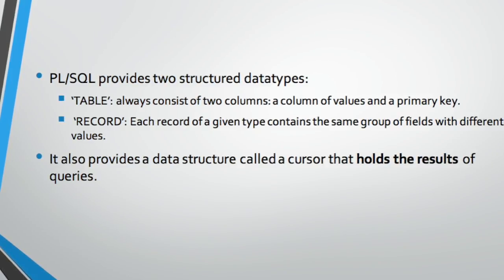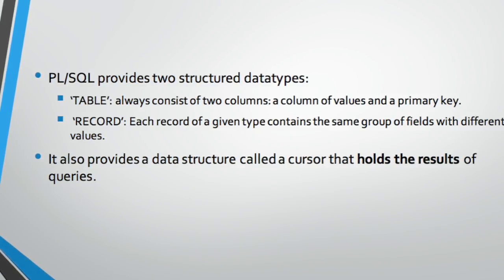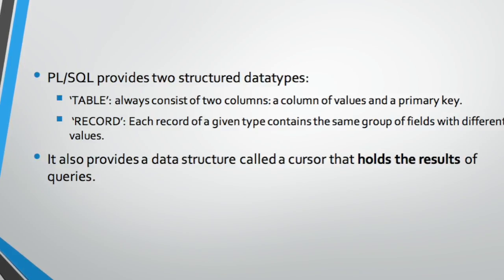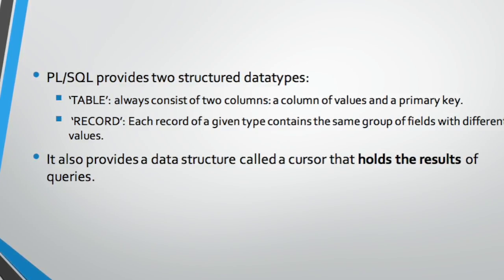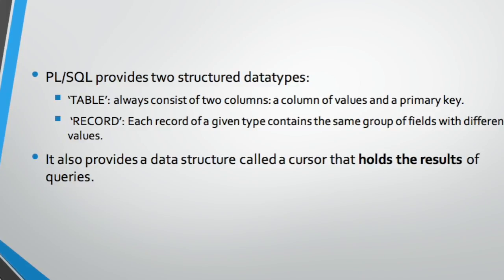Cursors are different from the other two, in that you declare variables and constants to be of type table or record, just as you would any other data type. Cursors, on the other hand, have their own syntax and their own operations.